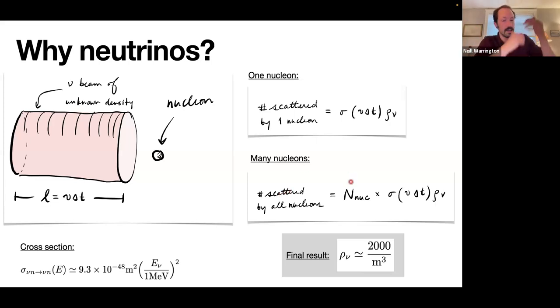We know the number of nucleons because the mass of Kamiokande is 3,000 tons. We know sigma, we know V, we know delta T. We solve for the density of neutrinos in this neutrino beam. You get like 2,000 per meter cubed. I think that's kind of crazy. Like just from a blip in a detector, you can deduce the density of a neutrino beam that comes from a supernova.